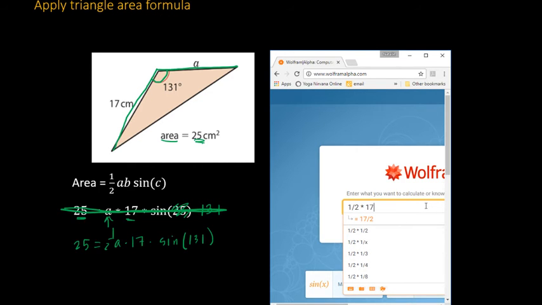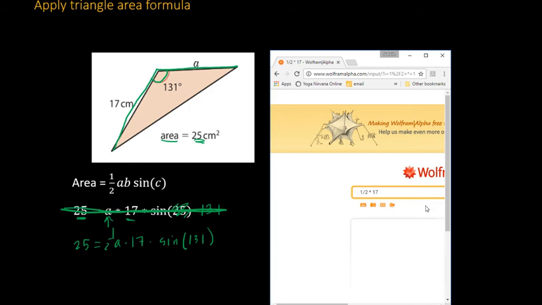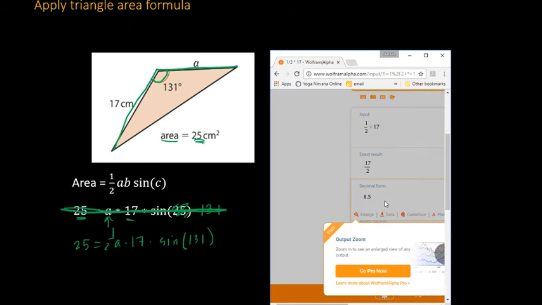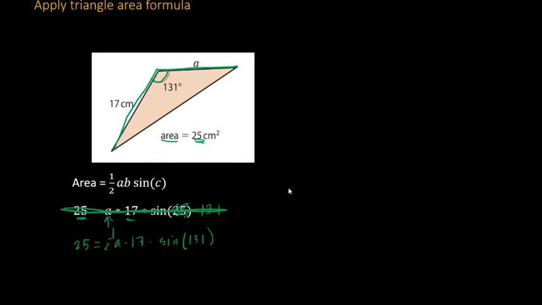1/2 times 17, and we could probably do this mental math, but just for sake of simplification. So you can see that 1/2 of 17 is equal to 8.5, and that font might be a little bit small, but take my word for it. So maybe the first thing I would do is simplify this, and I'd say, okay, well now I've got 25 equals 1/2 of 8.5 times a times the sine of 131. So let's continue simplifying from here.